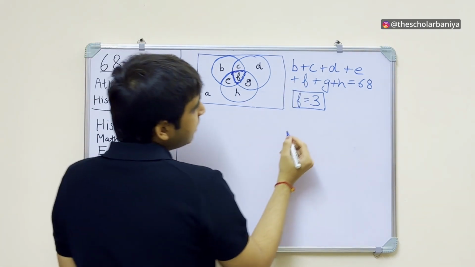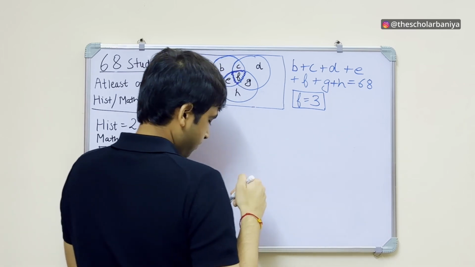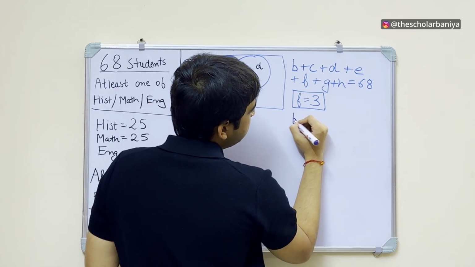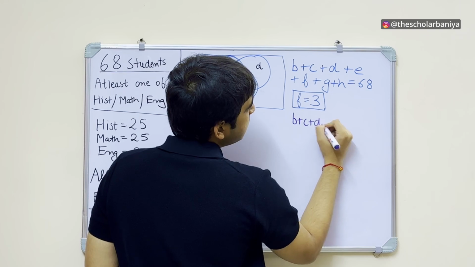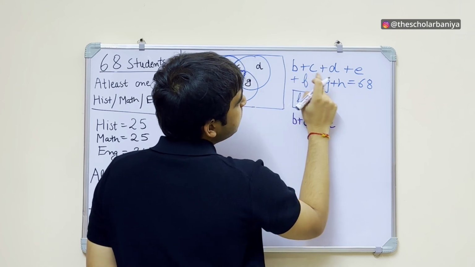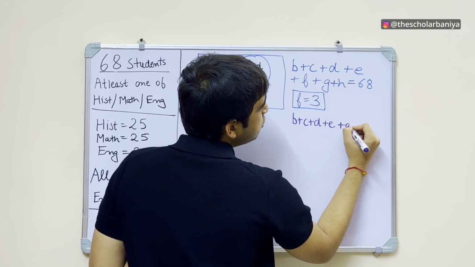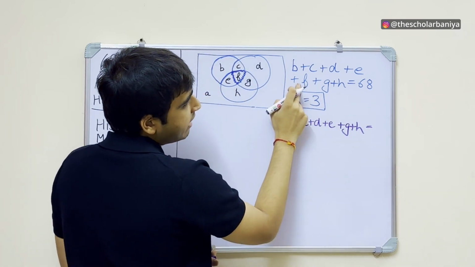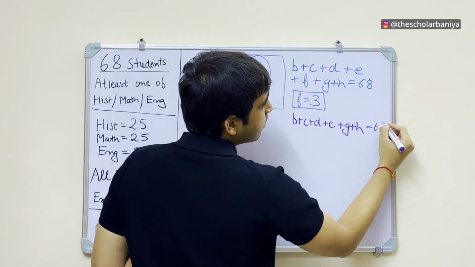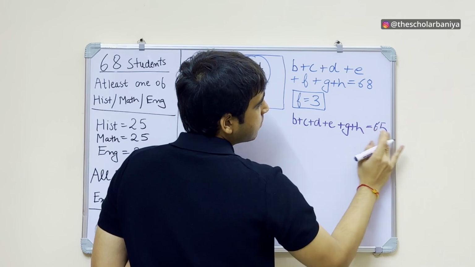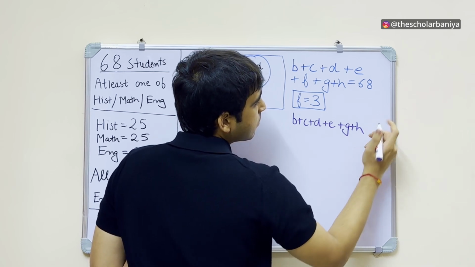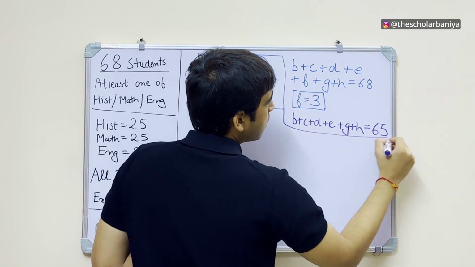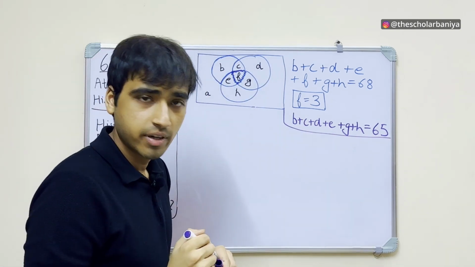So we can say that B plus C plus D plus E plus G plus H is equal to 68 minus F, and F is 3, so it is equal to 65. I hope this should be clear, right? Okay.